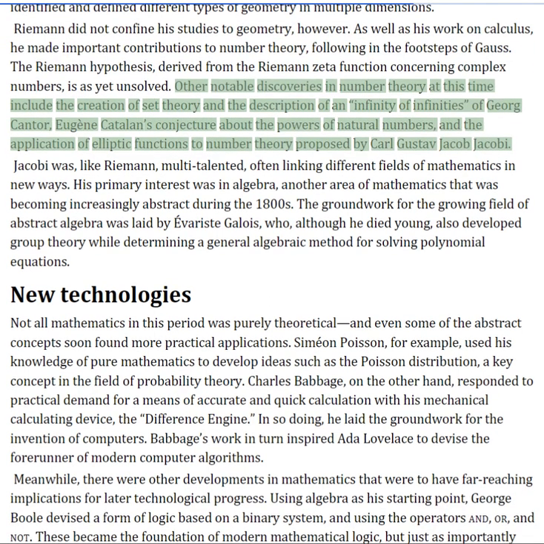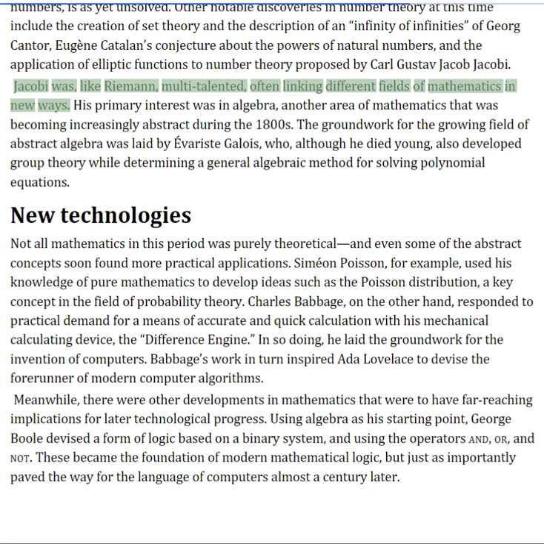Other notable discoveries in number theory at this time include the creation of set theory and the description of an infinity of infinities by George Cantor, Eugène Catalan's conjecture about the powers of natural numbers, and the application of elliptic functions to number theory proposed by Carl Gustav Jacob Jacobi. Jacobi was, like Riemann, multi-talented, often linking different fields of mathematics in new ways.